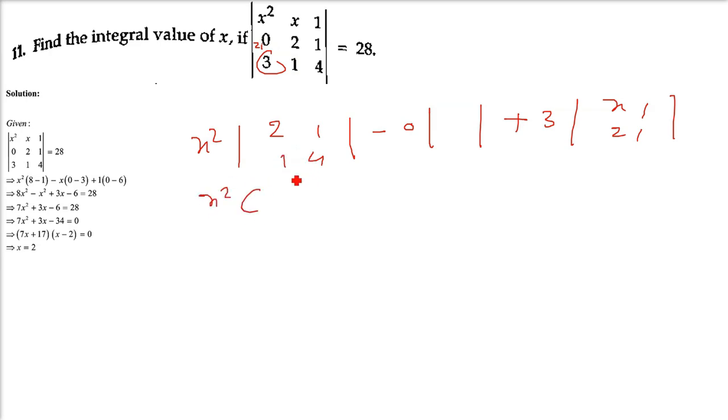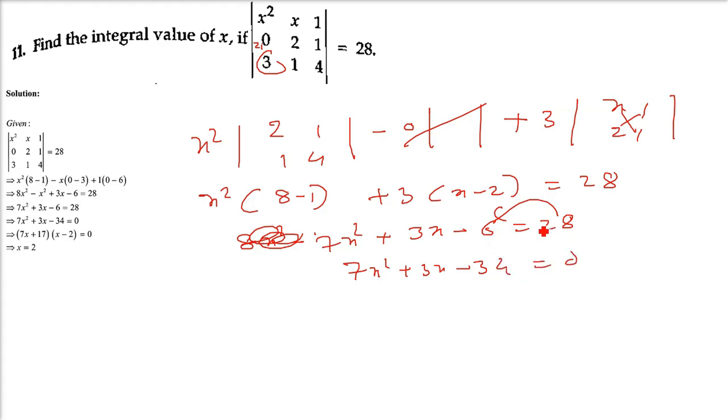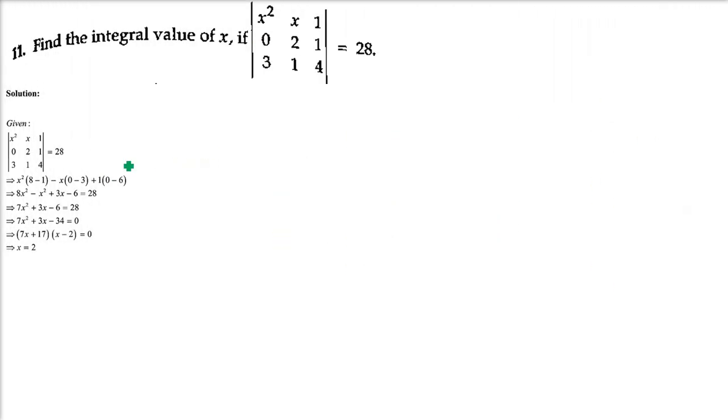x square, 4 times 2 is 8, minus 1. I'm leaving it. This becomes 3x minus 2. So what do we get eventually? 8x square minus x square. 8 minus 1 is 7, so we can write 7x square. And this is 3x minus 6 equals 28. So what do we get? 7x square plus 3x. 28 goes here. 28 minus 6 is minus 34. Okay. Now what we have right now, the expression is 7x square plus 3x minus 34.